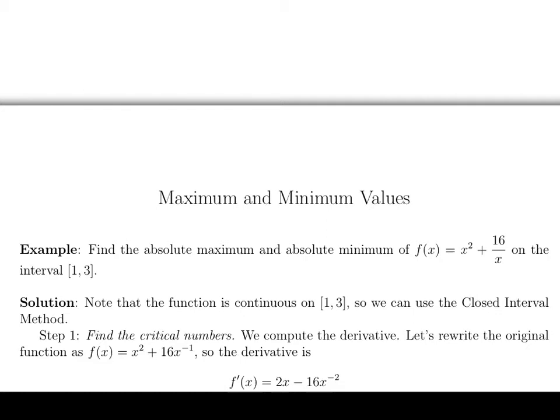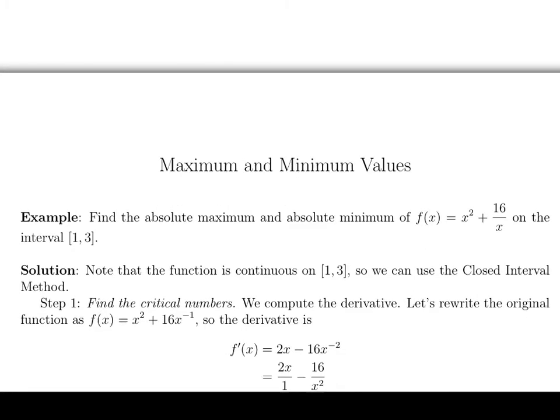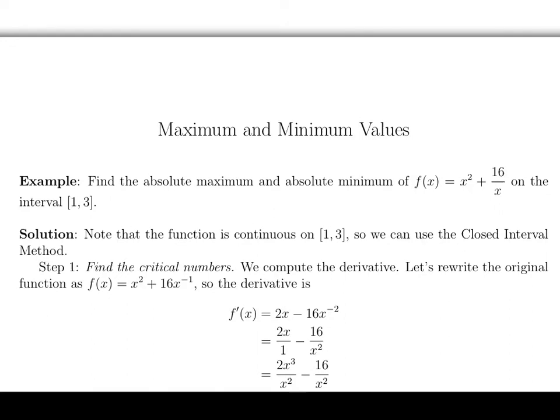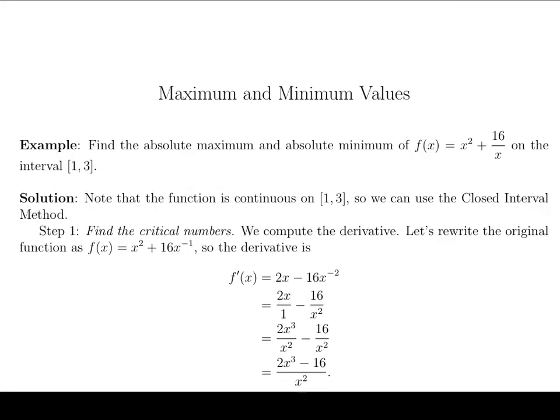Now let's put this back as a fraction. So it's going to look like this: 2x minus 16 over x squared. And actually you'll see that I've rewritten the 2x as 2x over 1 because I'm going to make common denominators. Alright, so if we make common denominators, then the first fraction turns into 2x cubed over x squared. And of course, the whole point of making common denominators is so that we can combine it into a single fraction.